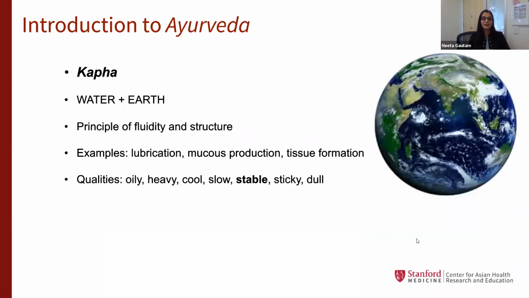And finally, Kapha, water and earth. This is the principle of fluidity from the water and structure from the earth. So this is the tissue formation, the actual frame and structure of the body, mucus production, lubrication of the joints. And so when we think of Kapha, we think of stability, heaviness, cool, slow, stickiness.